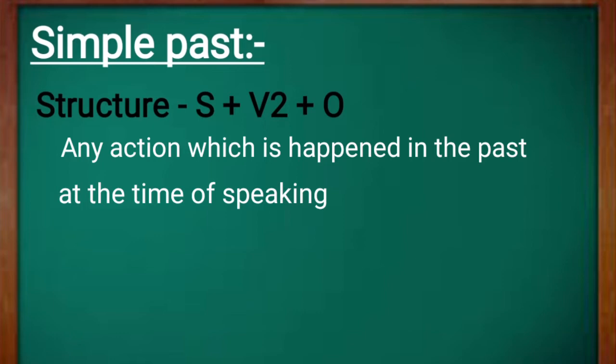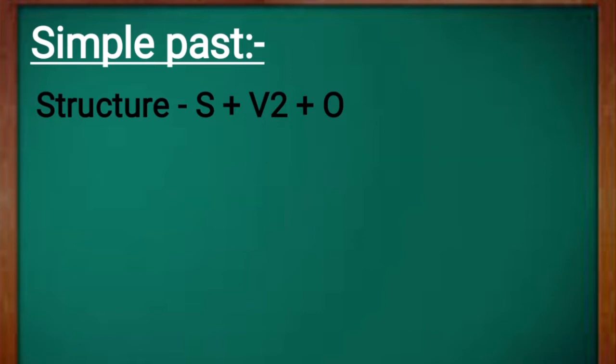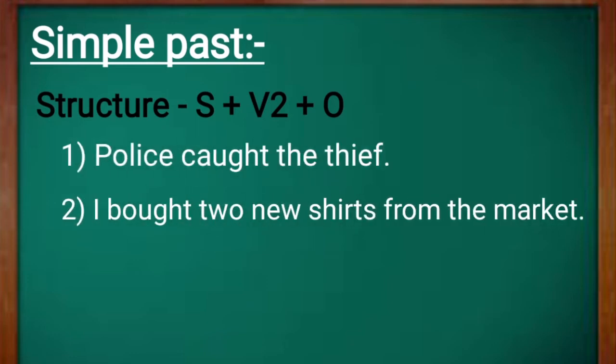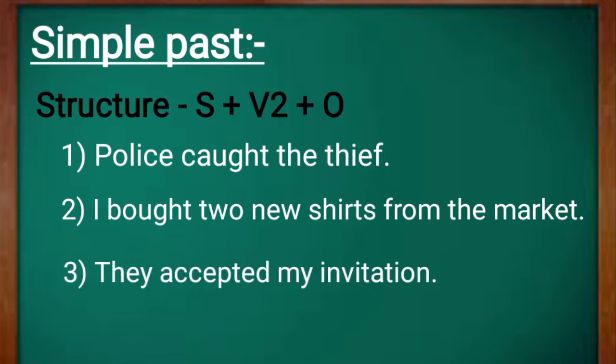Okay, let's have some examples of this tense form. First example, police caught the thief. I bought two new shirts from the market. And they accepted my invitation. Now observe these examples carefully. In the first example, police caught the thief. Here, police is the subject, caught is the verb second form of catch, and what did police catch? They caught the thief. So the thief is the object of the sentence.